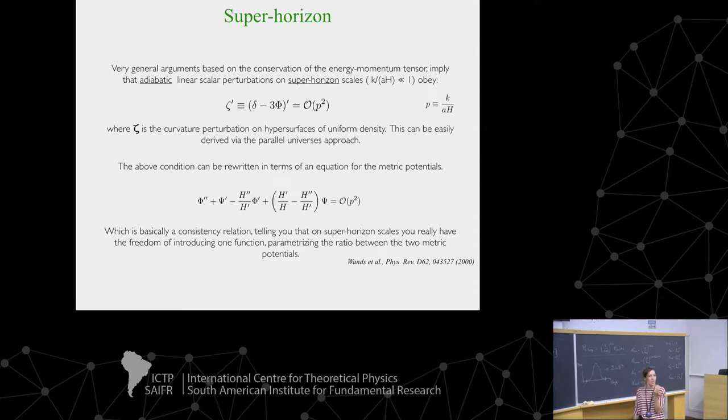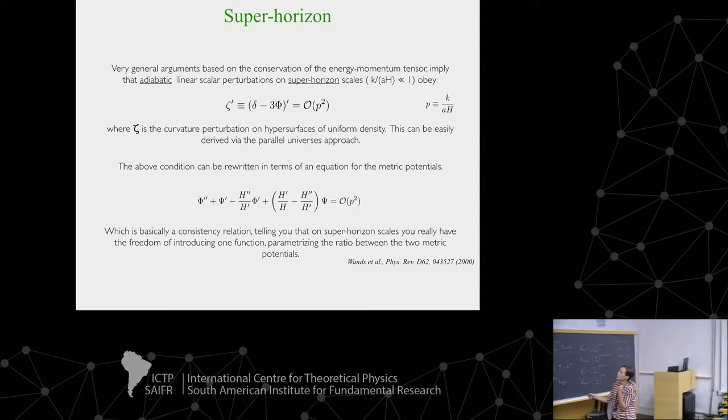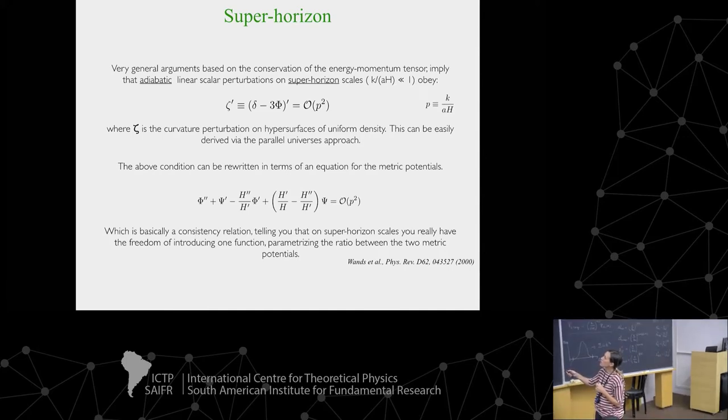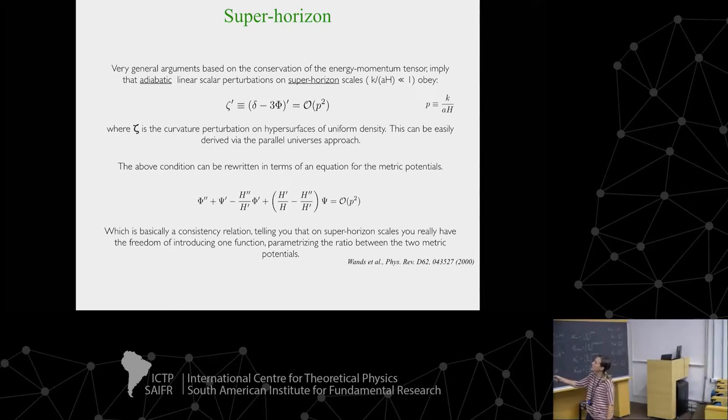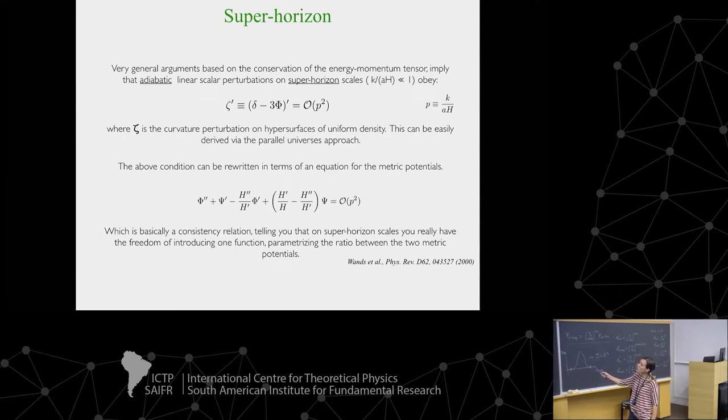It's something that is conserved on superhorizon scales as long as your perturbations are adiabatic. There's many different ways. One approach that I like very much is the so-called parallel universes approach. That shows you that basically this equation for the conservation of the comoving curvature in presence of adiabatic perturbations is just a consistency bound. It's a bound that you get from the consistencies of your superhorizon perturbation equations and the background expansion history.